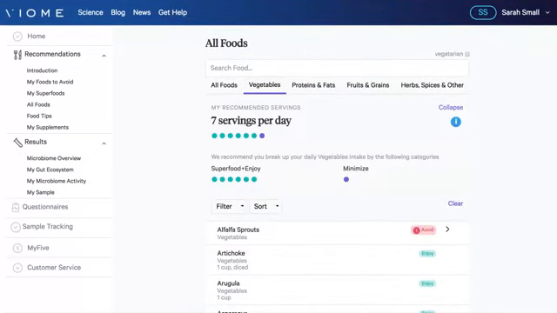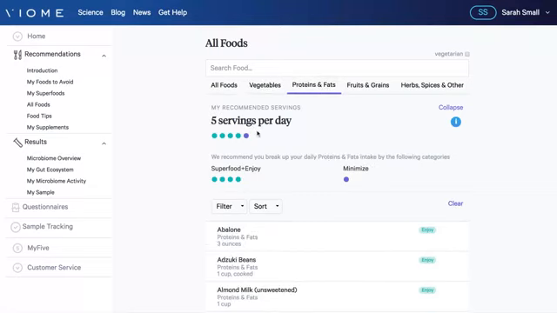So there's vegetables. And my recommended serving of vegetables, so this isn't going off the general national recommendations like MyPlate. But for me and my body, I should be consuming the most vegetables of all the other food groups. So 7 servings per day, 6 out of the superfood and enjoy servings, and 1 minimized serving, if any. Then proteins and fats, 5 servings per day. Again, 4 superfood, enjoy, 1 minimize.